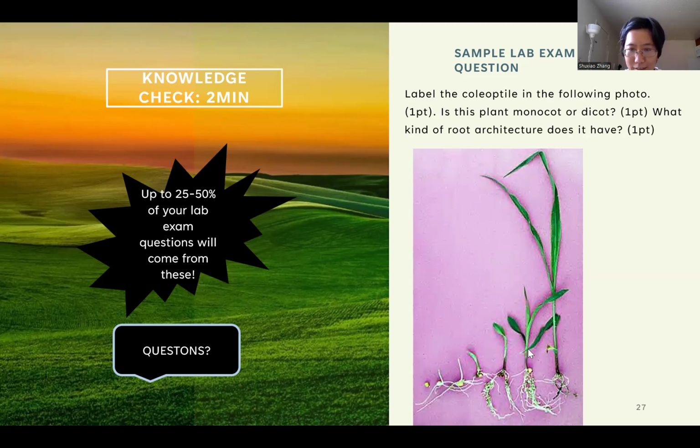All right, so in this case, coleoptile, you have to go down to the earlier stage of the seedling. So there is a coleoptile. This plant is monocot, as exemplified by the fact we're talking about coleoptile and not cotyledons or hypocotyls. And because it's a monocot, it will have a fibrous root system.